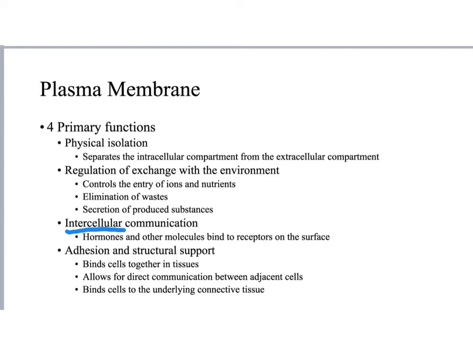It will also bind each cell to the underlying tissue. So for example, we're going to talk about epithelial tissue, let's say the epithelial tissue of your skin, and that has to be connected to the deeper tissues of the skin so that your skin doesn't slide off your body. And of course, those connections are also made through the plasma membrane.